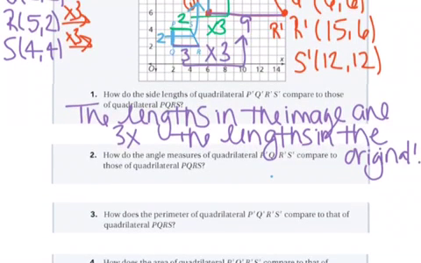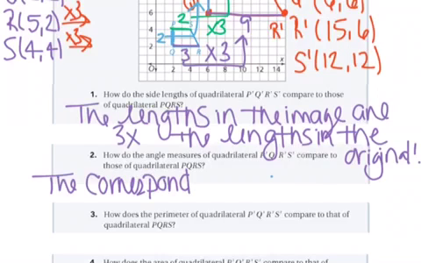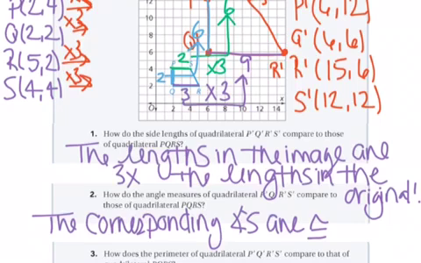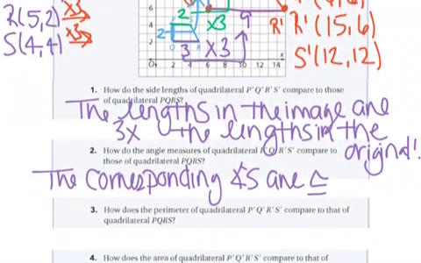Okay, then it says, how do the angle measures compare? Well, we just said for it to be the same shape, the angles have to stay the same. So we should notice that the corresponding angles, the angles that end up in the same spot, are congruent. For example, you should notice that angle Q is a right angle and Q prime is also a right angle.